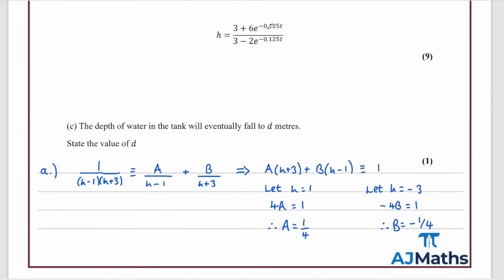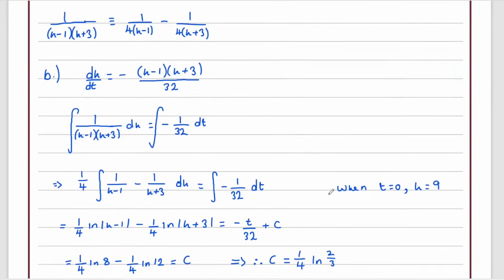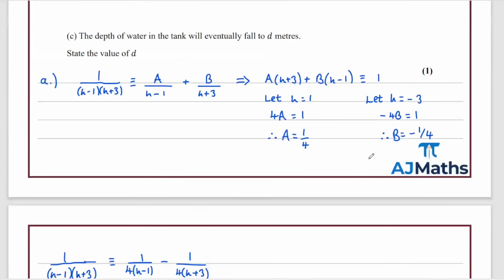So yeah, it's 3 plus, but it doesn't matter. It's the exact same thing. If it makes it look a little bit neater, let me just write that the same way. So 3 plus 6e. We've done all that work, we might as well write it in the exact same way. So minus 0.125t, all over 3 minus 2e to the power of minus 0.125t there. Okay, and there we go. That was painful, but we got there. So you can see, quite a lot of work involved for part B. Probably the trickiest part of this exam paper, but hopefully you got there as well. I hope that makes sense. So that's the solution to part B.